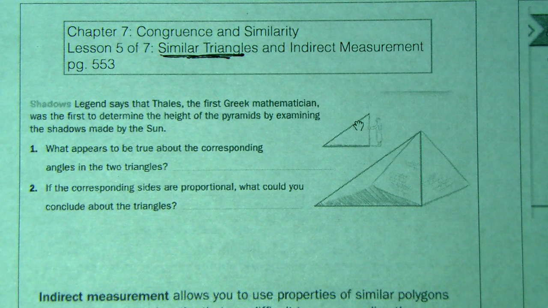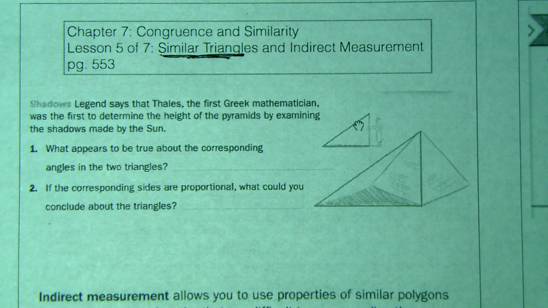But take a look at this, shadows. This is the biggest thing. When you get the word problems for this lesson, you're going to have shadow problems. It says, legend has it that Thales, the first Greek mathematician, was the first to determine the height of the pyramids. Obviously not by measuring them, but by examining the shadows made by the sun.